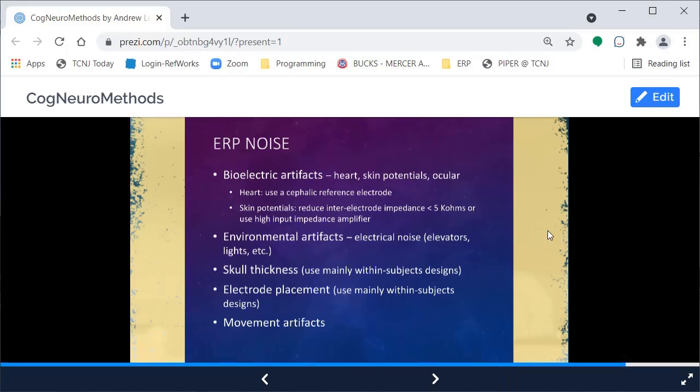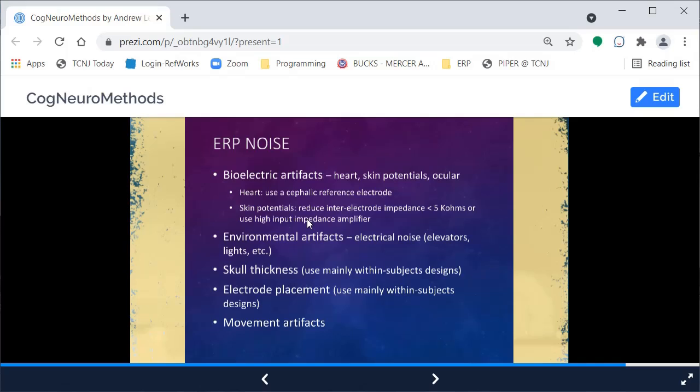So there's lots of noise for ERPs. There's bioelectric artifacts. So we're recording EEG, so anything that generates electrical activity could be a source of noise. You have to worry about heart issues if you're not using a head reference, so a cephalic or head reference. Most everyone uses a reference on the head, so that eliminates heart. But skin potentials are an issue.